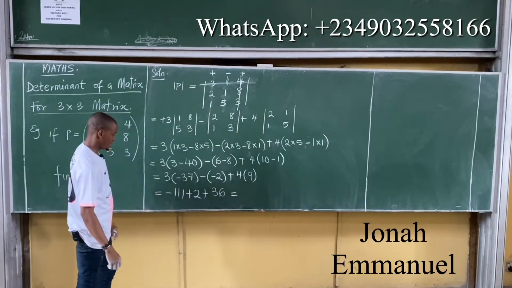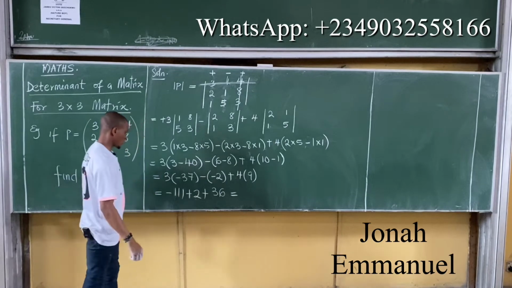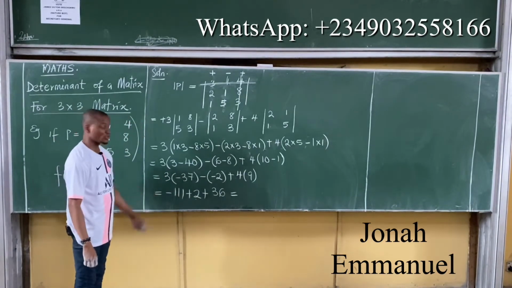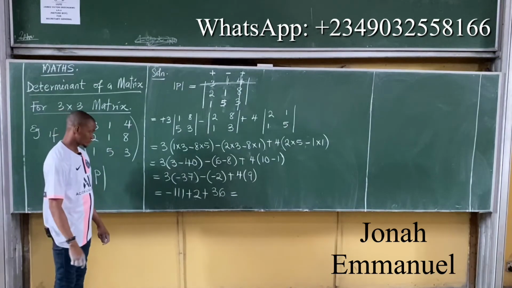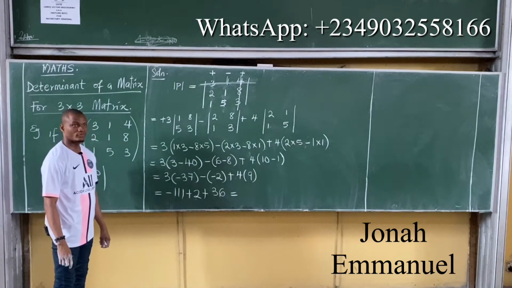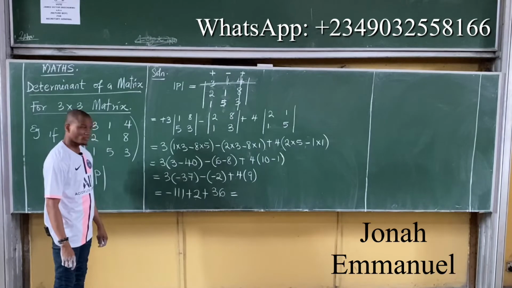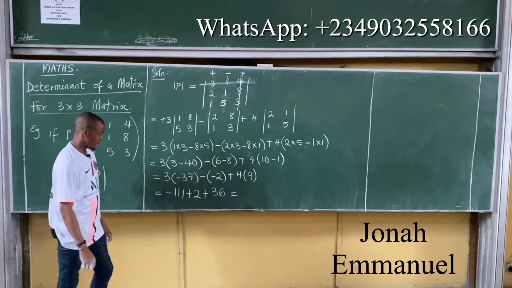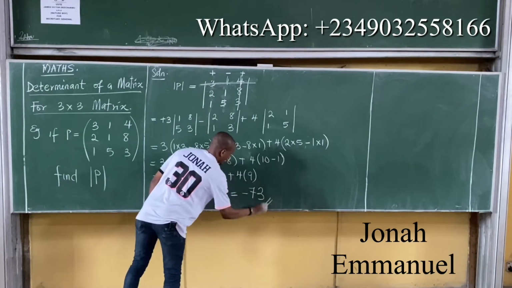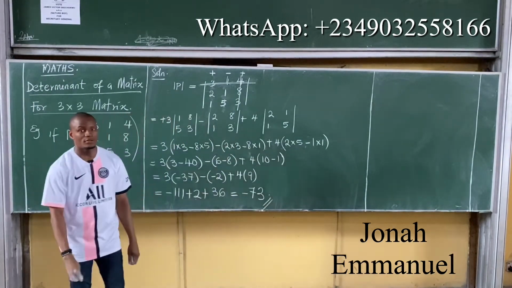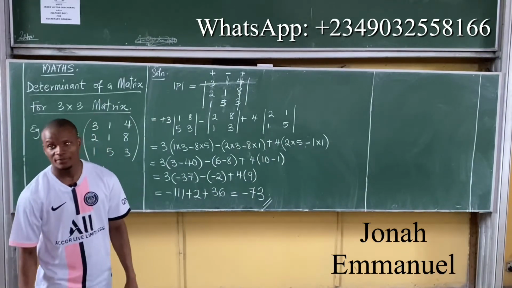What do you get here? Minus 111 plus 2 plus 36. What do you have? Minus 73. This is the answer. That's the answer. So you solve a 3 by 3.